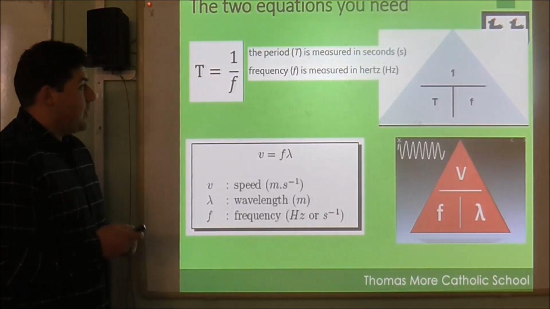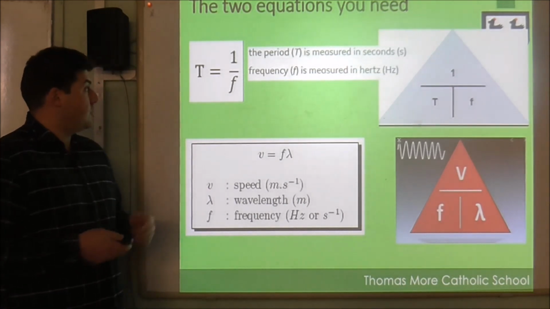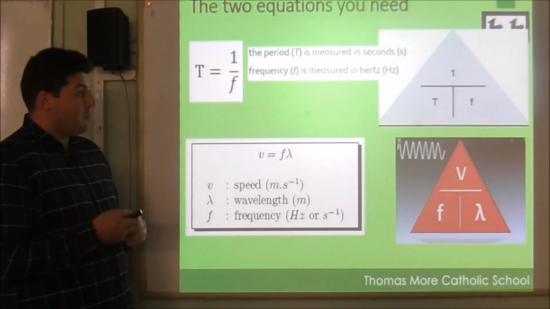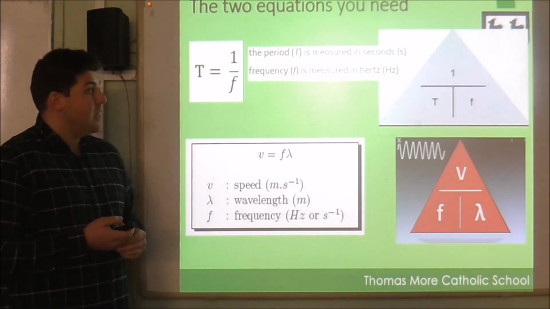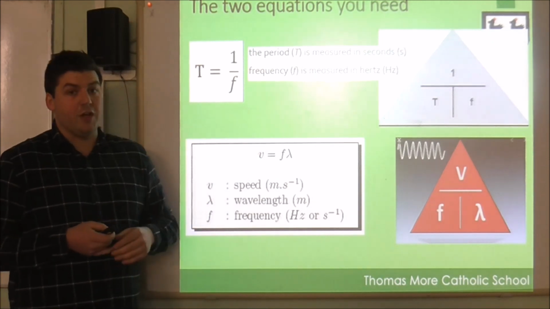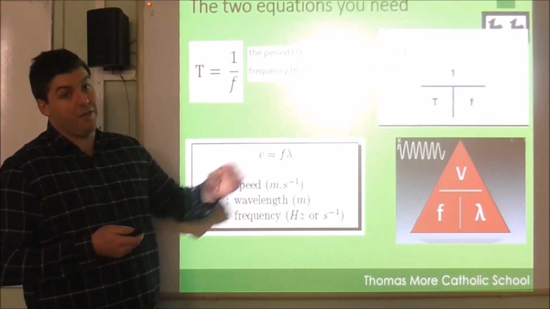There are two equations you need for waves. They are as follows. The first one is that time period is equal to 1 over the frequency. Frequency is measured in hertz, and it is the number of waves per second. If you like formula triangles, I've told you before, I'm not a fan, but if you do like a formula triangle, it's up there for you.